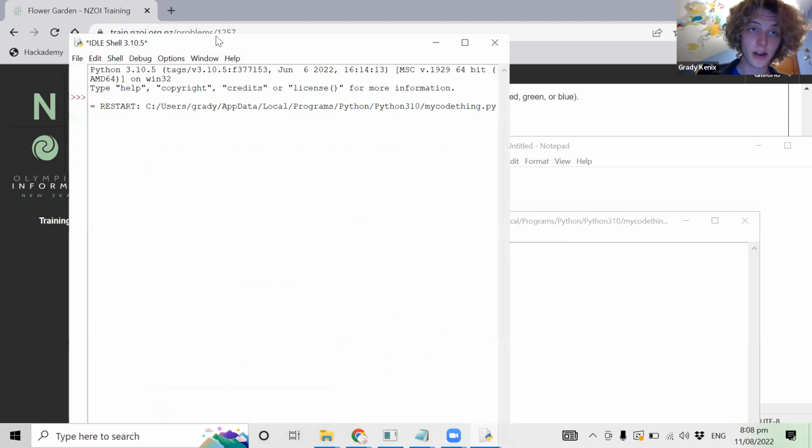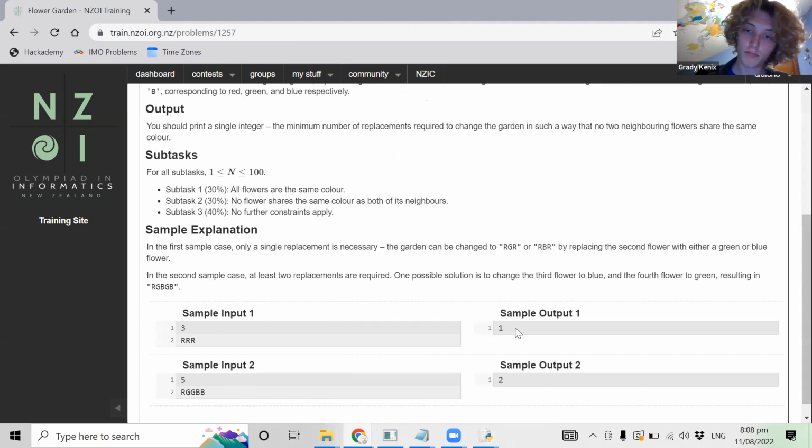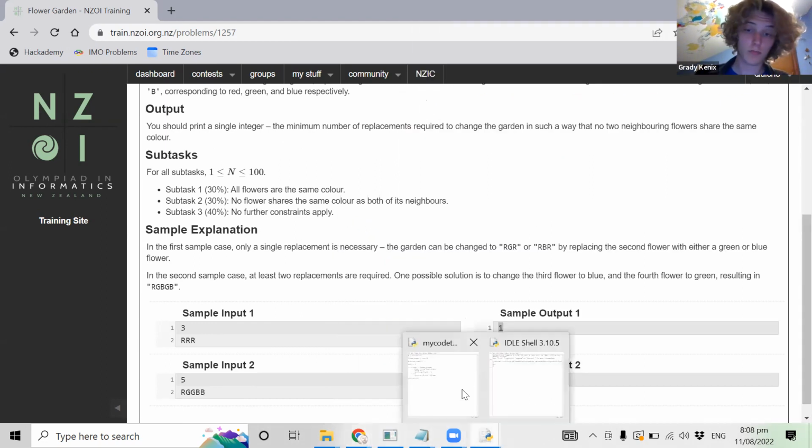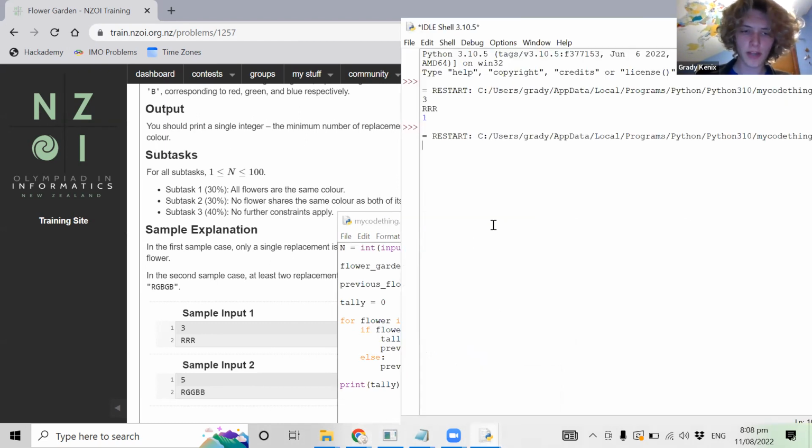I'm not too good at code. So 3, triple R, 1. That was what they said. No problems here. A little more complicated. 5, 2. That was also what they said.